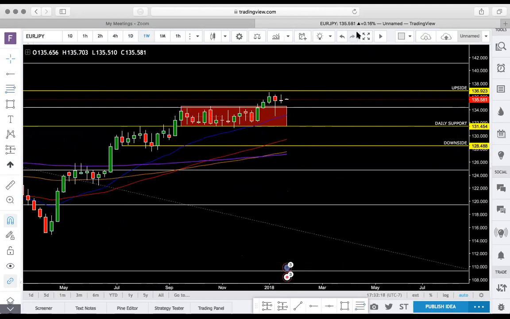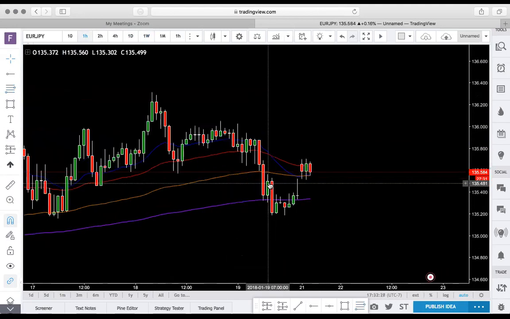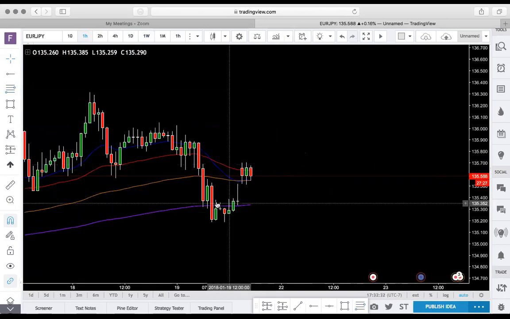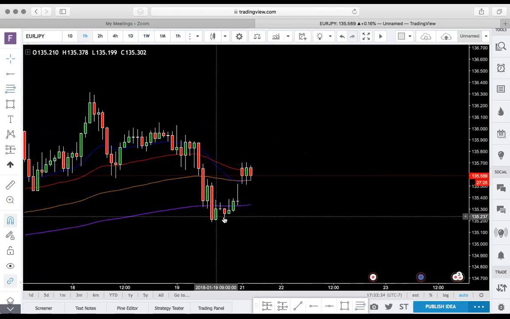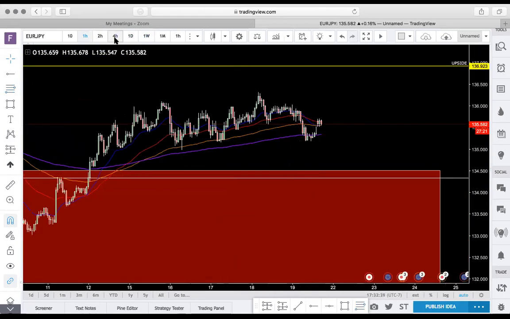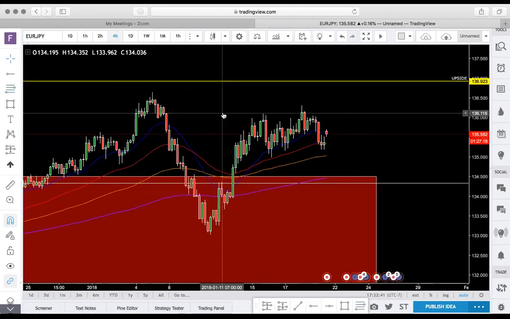Let's see, where did the chat go? Consolidation. On a 1-hour time frame, we had a nice gap up. You could see that price found support here at the 200 MA. So I like EJ. I think it's bullish.